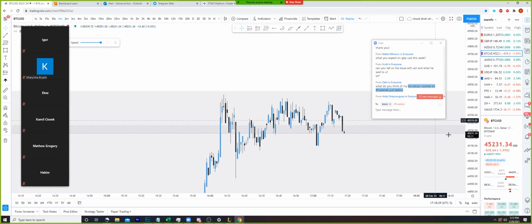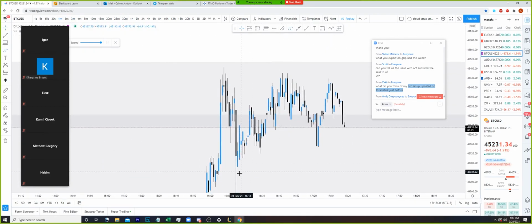Probably get a little lower because I don't see anything. Again, we had that breakdown. That's fine, but we didn't get a second breakdown. But at the same time, we're starting to form whatever's in here, and structure is beginning to shift.